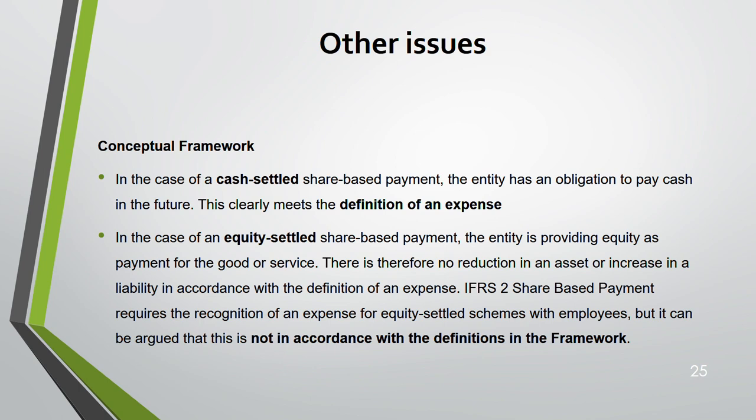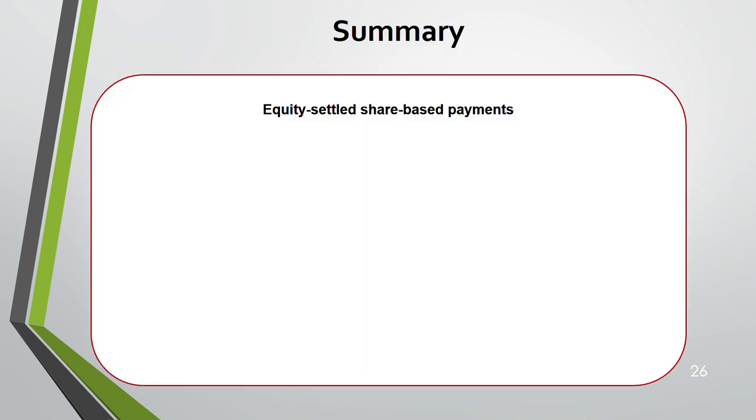So for IFRS 2, according to IFRS 2, IFRS 2 requires the recognition of an expense for an equity settled scheme with employees. But it is not going in accordance with the definition in the framework. How? For cash settled it goes, because there's no reduction in an asset or an increase in a liability, even if you're settling it in equity. That's why it's not going with the definition of an expense in your conceptual framework. There's a conflict. Now, that's it for IFRS 2.